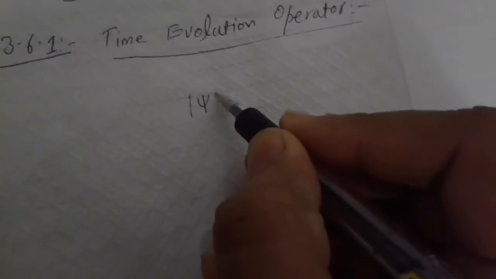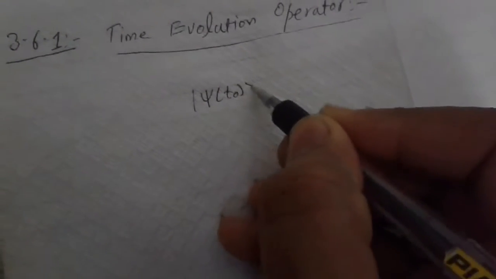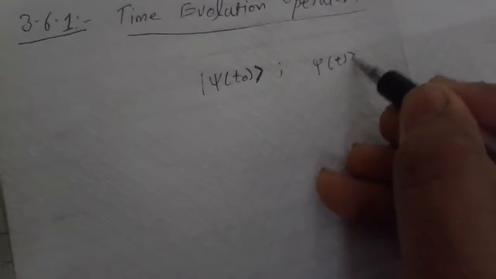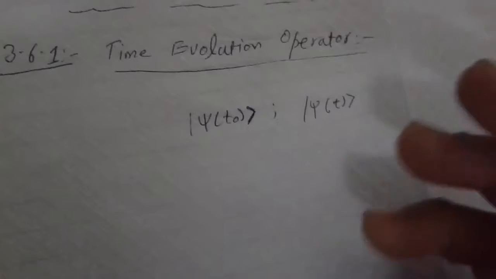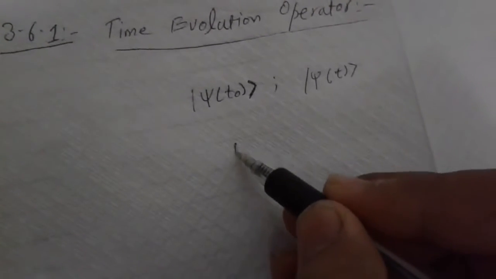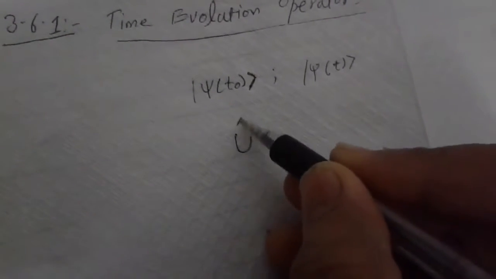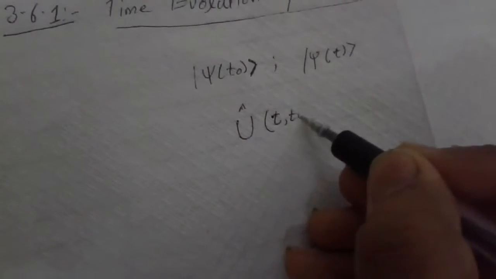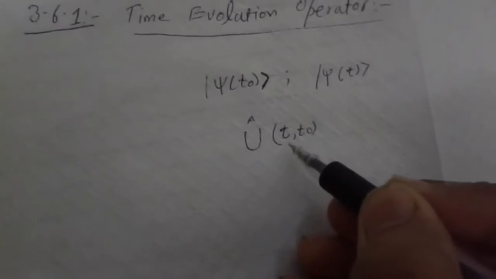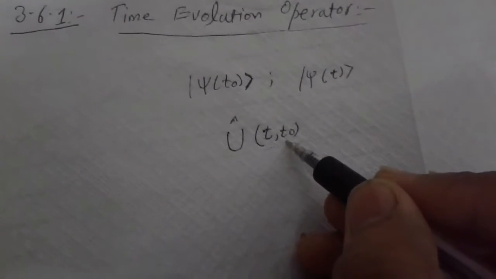We say that our initial state is psi of t naught. This is the initial quantum state of a system, and the final state is psi of t. So what is the relation between these initial and final states? For this purpose, we say that we have a unitary operator or the linear operator U, which depends on t and t naught, where t is the final time of the system and t naught is the initial time of the system.